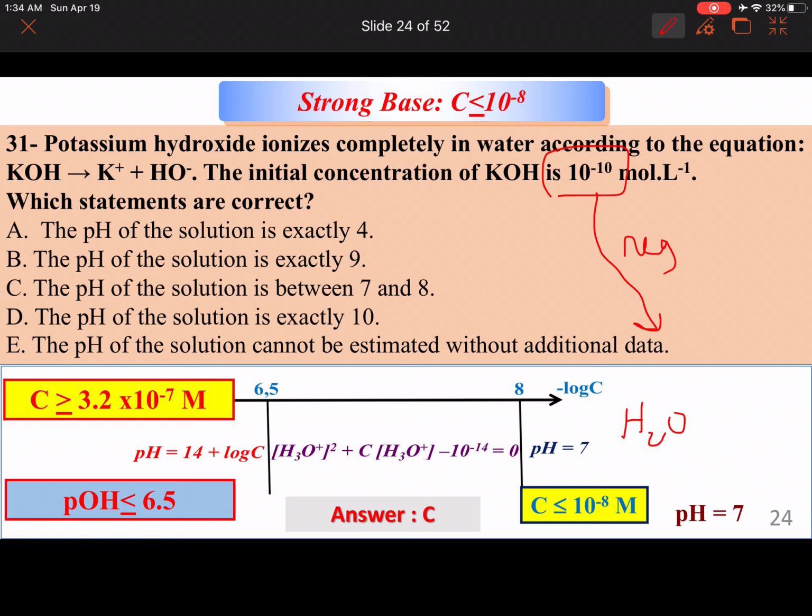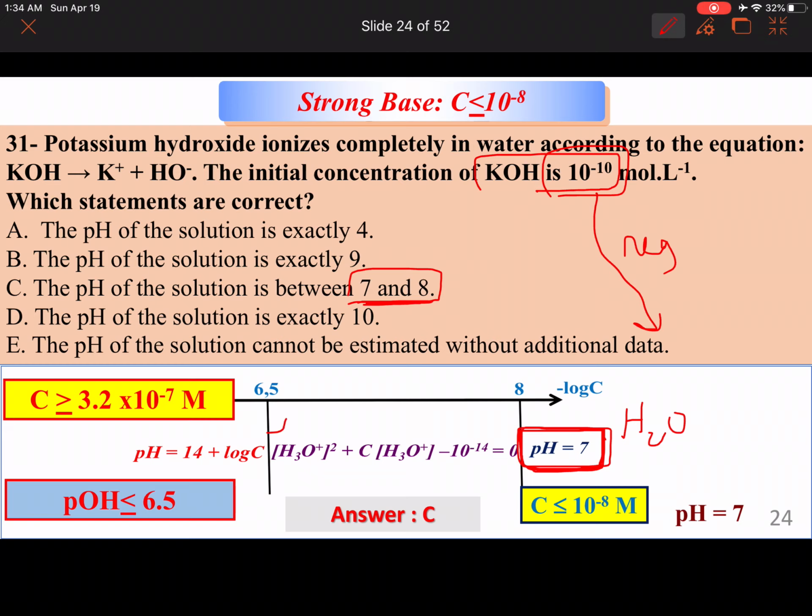And so the pOH is not going to be 10, or the pH is not going to be 4. The pH will be 7, okay? And it's actually a tiny bit greater than 7, so they have an answer here between 7 and 8. And so, yeah, you have to watch out for these concentrations.